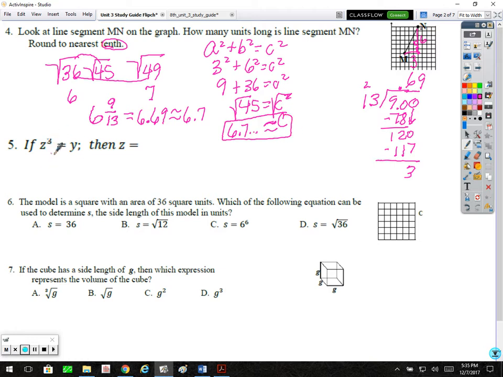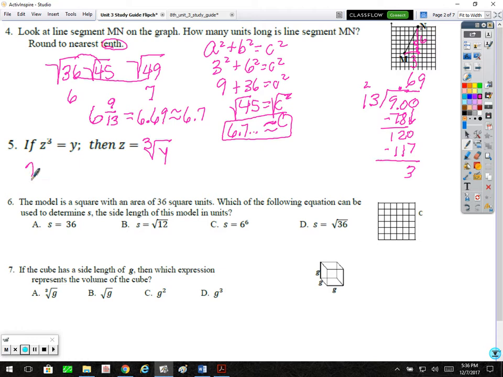If z to the third power equals y, what if I want to find the value of z? So remember, we talked about if you are cubing a number. z to the third power means we are cubing. Well, the opposite of cubing a number is taking the cube root. So if I want to find this guy right here, all I'm going to do is take the cube root of y.